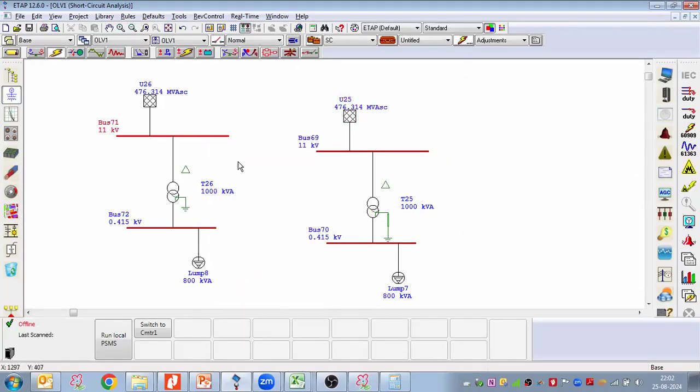Taking this bus as the fault bus. See, both have 26.5, 26.5, right?